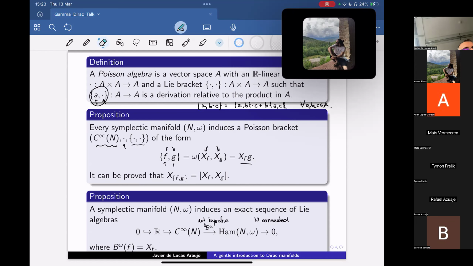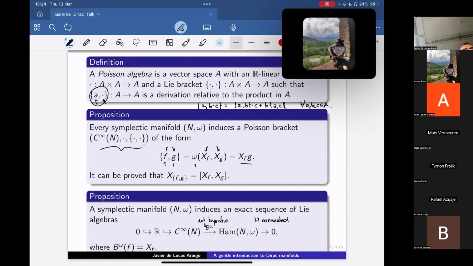But the thing is, when you have a Poisson algebra of this type, one wonders whether every Poisson algebra comes from a certain symplectic manifold. And the answer is a big no. Not every Poisson bracket of this sort is such that the bracket can be written by means of a symplectic form.